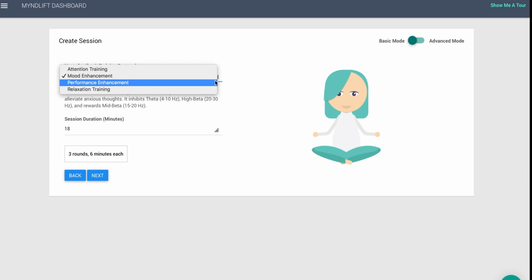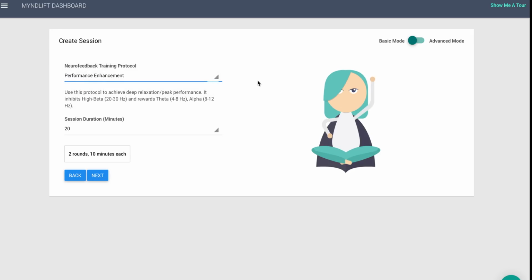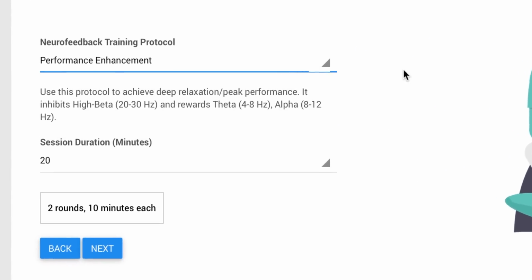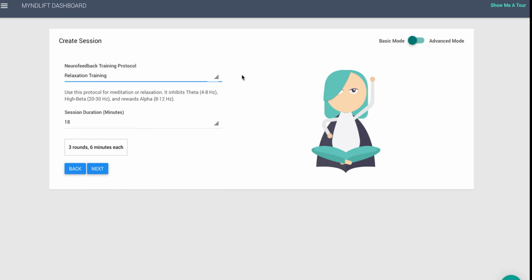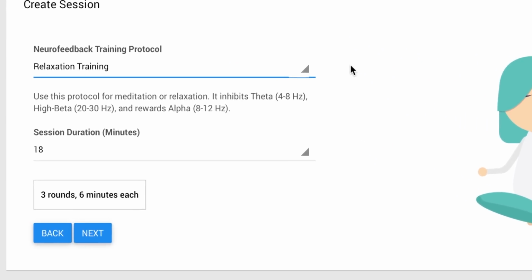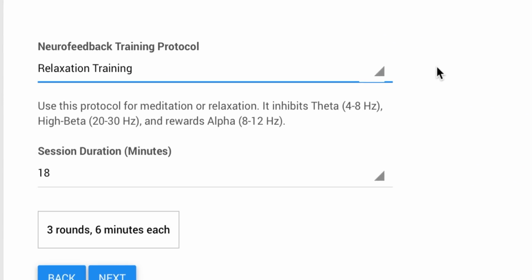The next setting would be performance enhancement. In this one, they're trying to promote deep relaxation and peak performance. And in this protocol, they inhibit anxiety-related high beta again and reward flow state promoting theta and alpha. In this setting, the relaxation training, it's more like meditation, and it promotes that self-regulation by rewarding alpha and inhibiting theta and high beta. So they want you to narrow in on that alpha brainwave frequency to promote the relaxation, which is pretty similar to what you do in the meditation training.